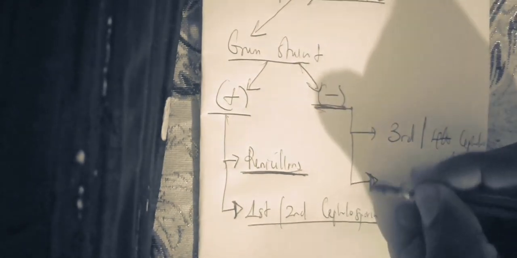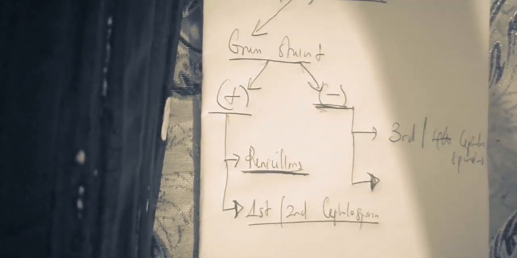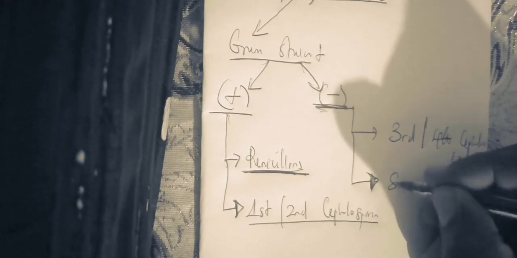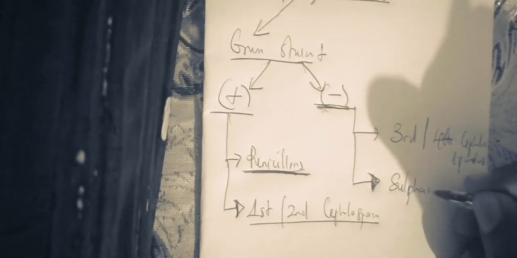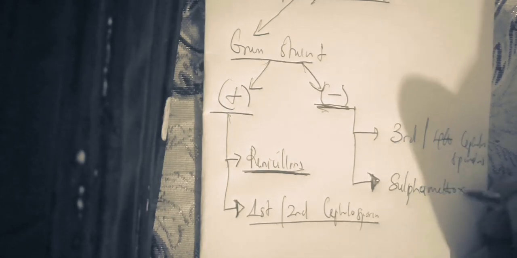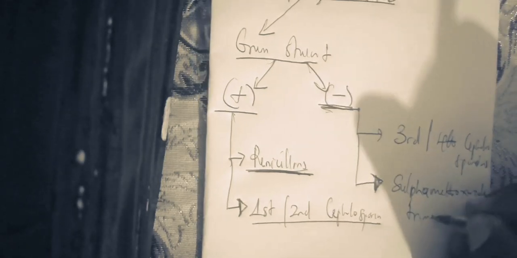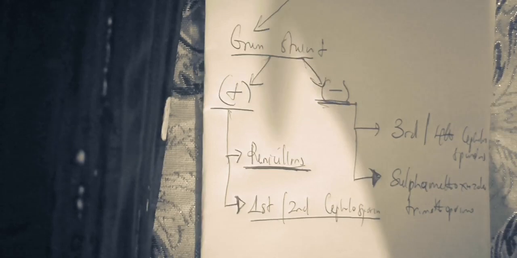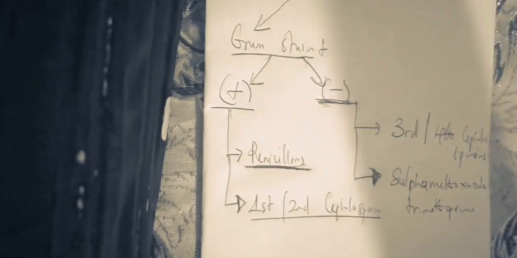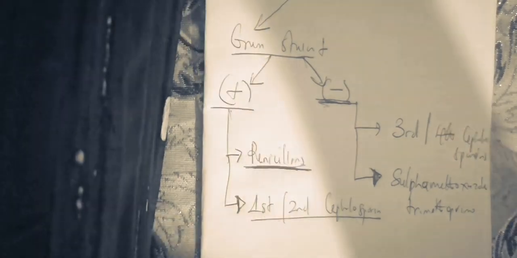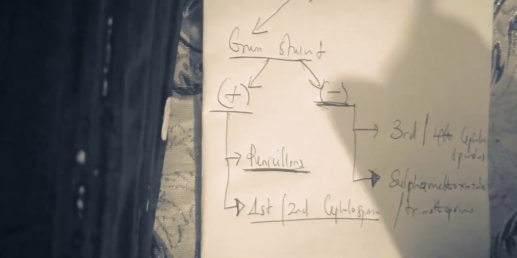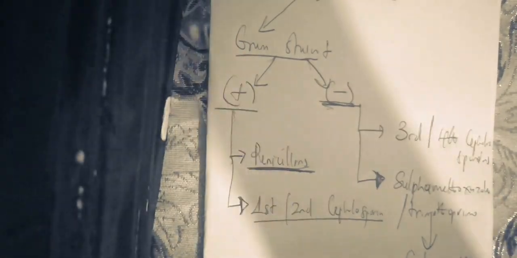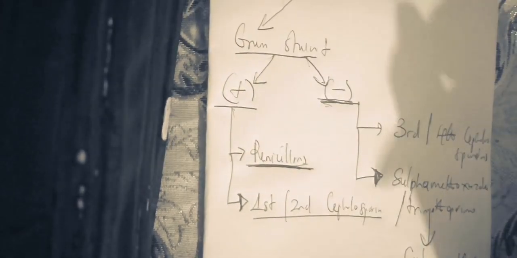The next thing that can target gram negative cases, but is not as strong as the third and fourth generation cephalosporins, is sulfamethoxazole and trimethoprim. Sulfamethoxazole-trimethoprim is a small antibiotic which can target gram negative microorganisms peculiarly. So when you are thinking of gram negative microorganisms, use sulfamethoxazole-trimethoprim, which is also called Cotrim or Bactrim.